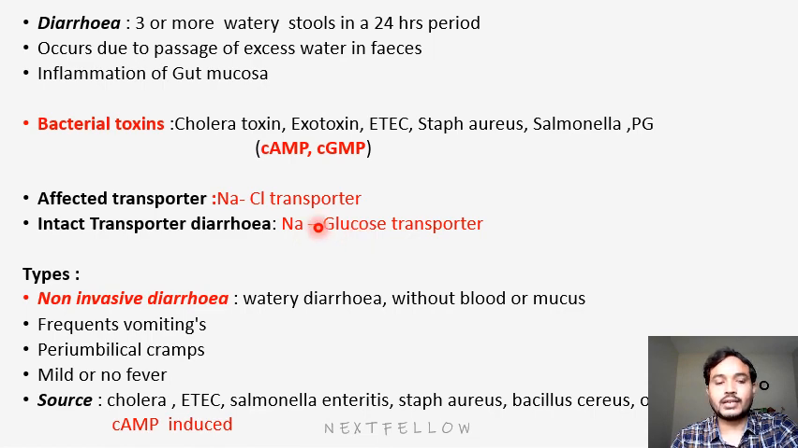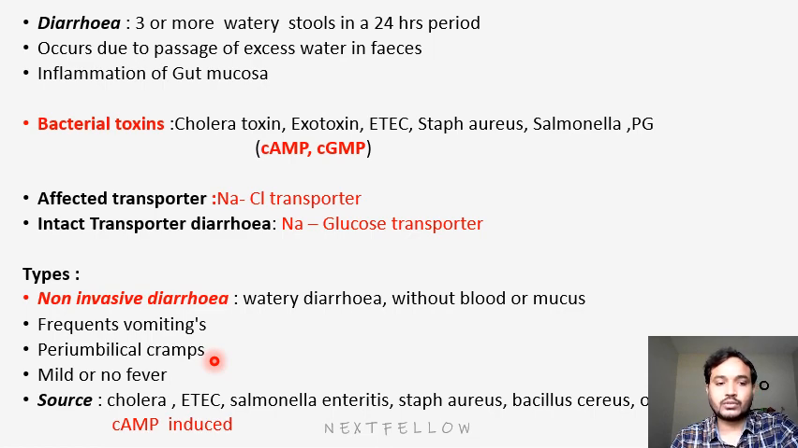Okay. Next, coming to the types of diarrhea. There are two types: non-invasive diarrhea and invasive diarrhea. Non-invasive diarrhea means there will be no invasion of bacteria into the intestinal part. So symptoms are watery diarrhea without blood or mucus, and frequent vomiting will be there. Periumbilical cramps will be there. The chance of fever will be less, and if it comes, it will be very mild.